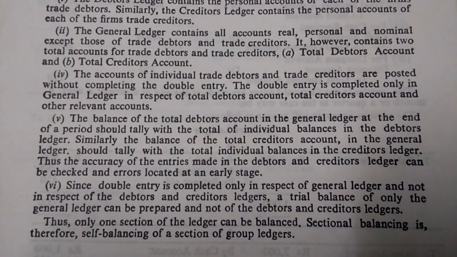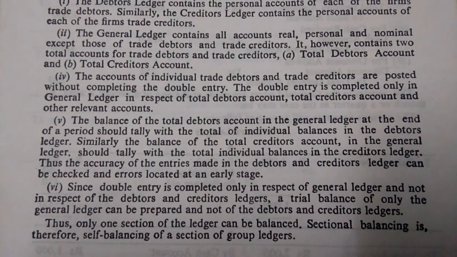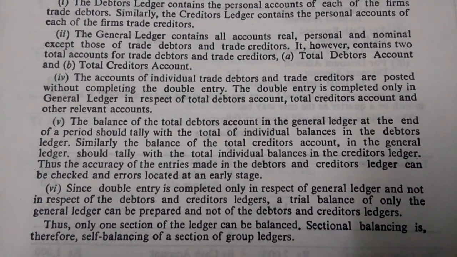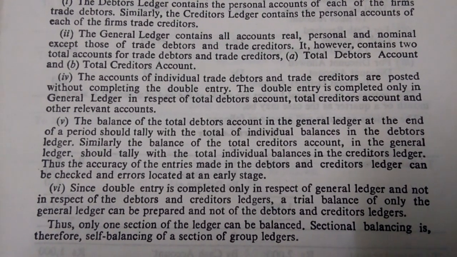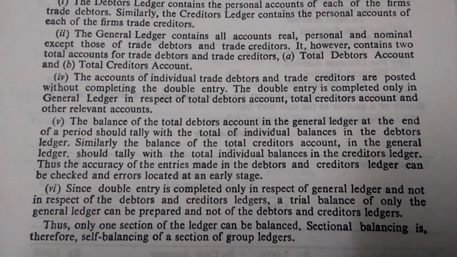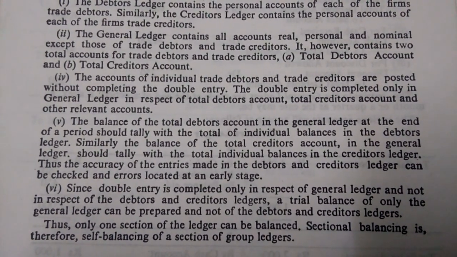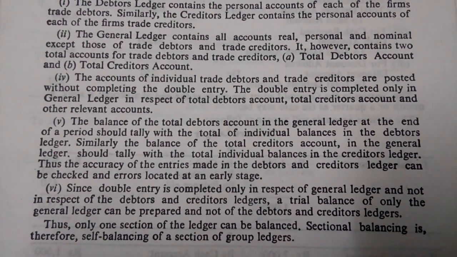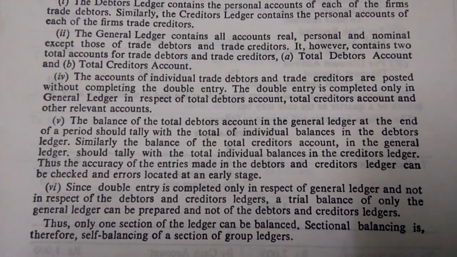And the final point is, since double entry is completed only in respect of the general ledger and not in respect of the debtors and creditors ledgers, a trial balance of only the general ledger can be prepared and not of the debtors and creditors ledgers.